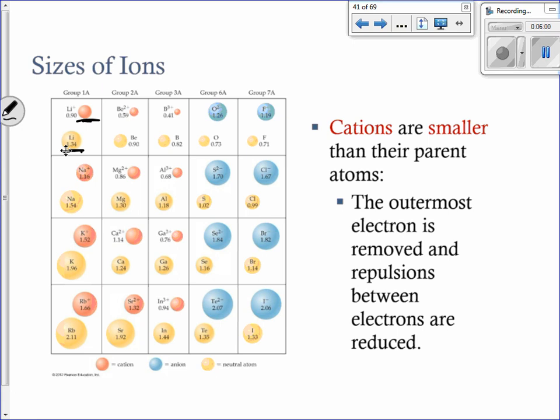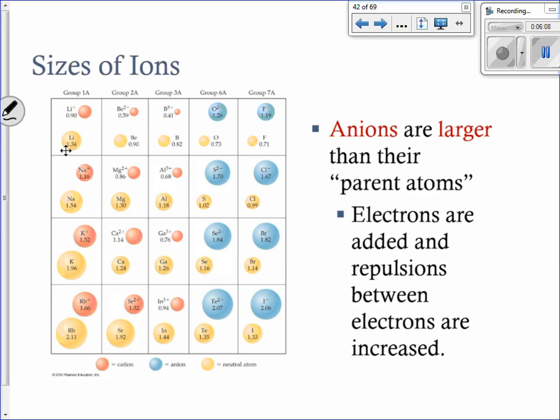And if that is true about our cations, what do you think will happen to our anions? They do get bigger, okay? And that's because you're adding in electrons, you have more electron repulsion, so your cloud is going to be a little bit bigger, okay? So as you see here, here would be a regular neutral sulfur. Here is sulfide, definitely a lot bigger, okay?